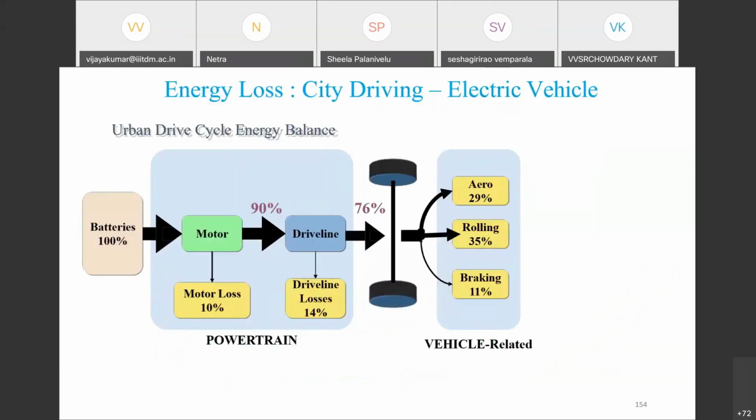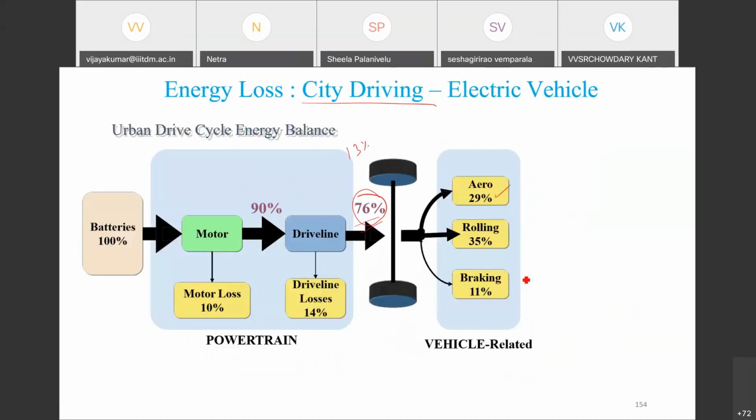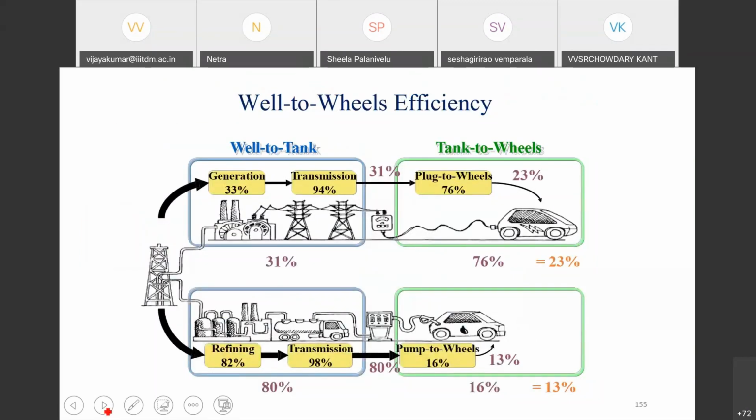So when we come to electric vehicles with city driving, the same we have compared earlier. There you got 13% as output. Here you are getting 76%. Because of this 76%, the vehicle related efficiencies are changed. Here aerodynamic 29, rolling 35, braking 11%. In the highway, the braking is again reduced. In this also the braking should be higher, but due to the electric drive, you are able to apply the regenerative braking, so that you can reduce this 11% here. So already we have discussed this, right? Well to tank, tank to wheel efficiencies.